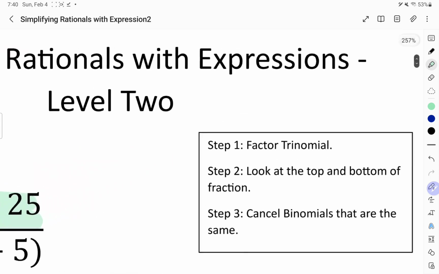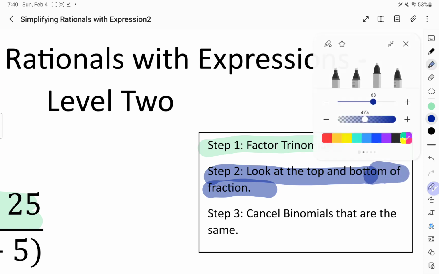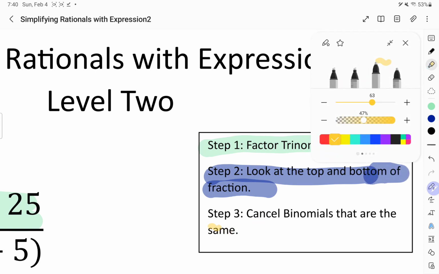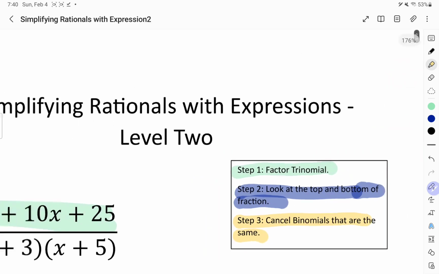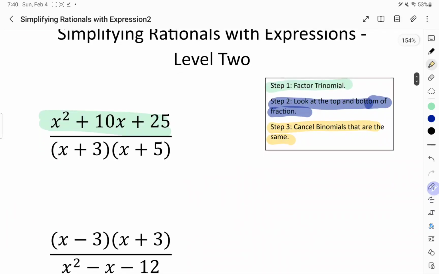So what are the steps? Step number 1, factor the trinomial. We need to factor it. Step number 2, look at the top and bottom. And step number 3 is just cancel binomials. Okay, so let's go ahead and factor out the trinomial first.